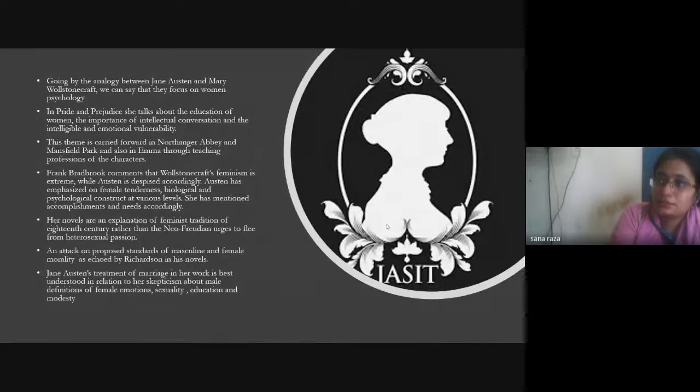So both Mary Wollstonecraft and Jane Austen focus on women's psychology. In Pride and Prejudice, Austen talks about the education of women, the importance of intellectual conversation, and intellectual and emotional vulnerability. The theme is carried forward in Northanger Abbey and Mansfield Park, and also in Emma through the characters of women who are professionally occupied. Frank Bradbrook comments that Wollstonecraft's feminism is extreme, while Austen is despised accordingly. Austen has emphasized female tenderness, biological and psychological construct at various levels. She has mentioned accomplishments and needs accordingly. Her novels are an explanation of the feminist tradition of the 18th century rather than the new Freudian urges to flee from heterosexual passion.